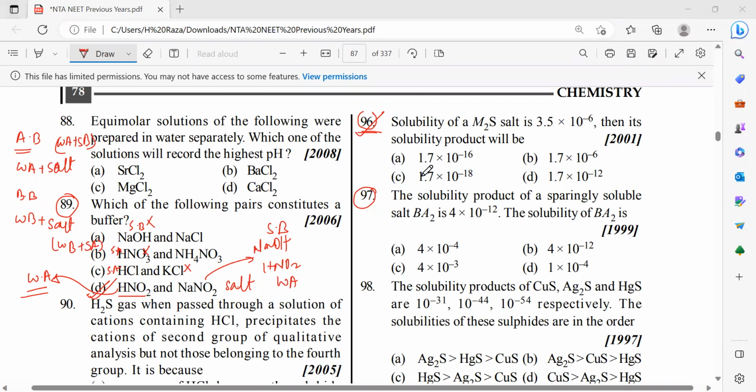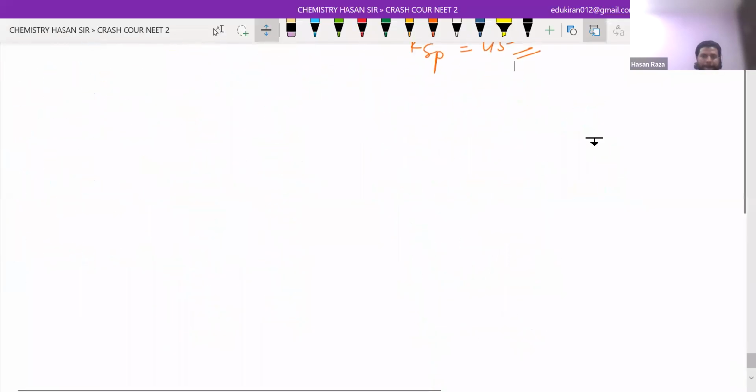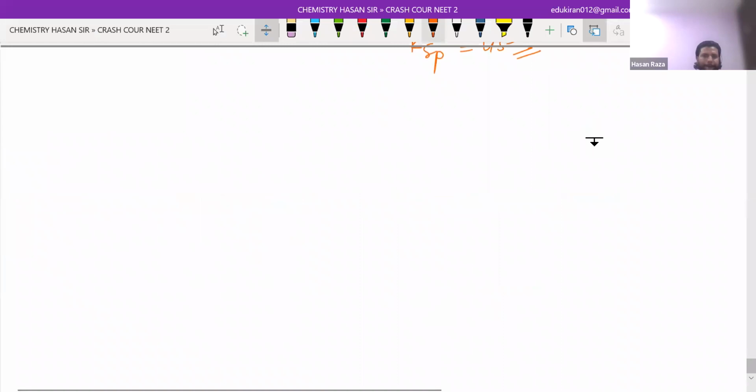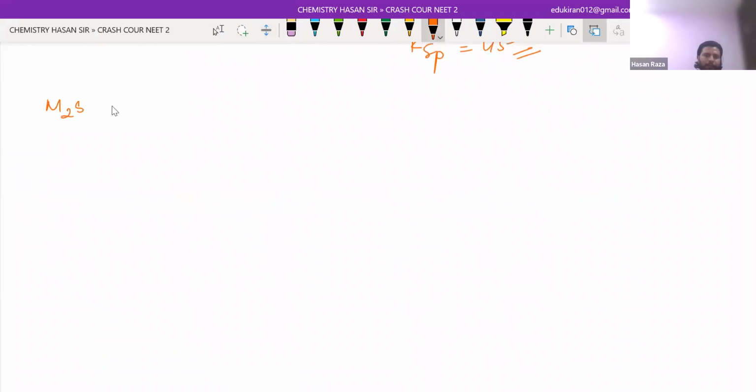So can you solve? Okay, M2S is here. I'm going to share the screen. Another screen, you can see. M2S, sulfur, S, that is sulfide. So it will be 2M plus and S minus 2.